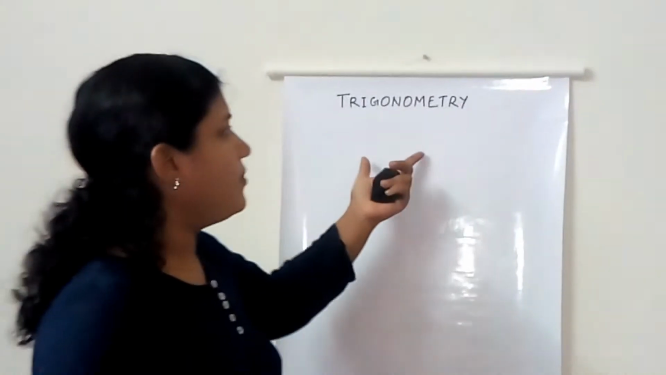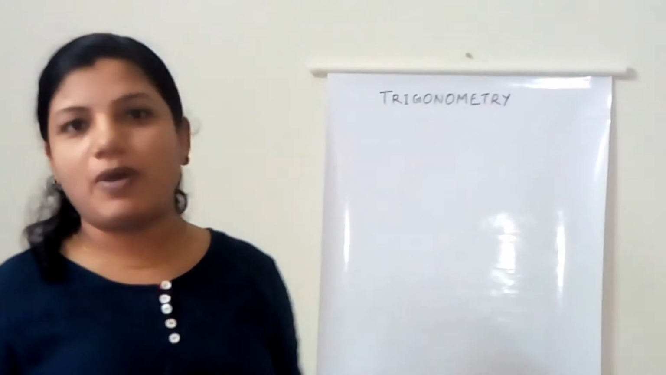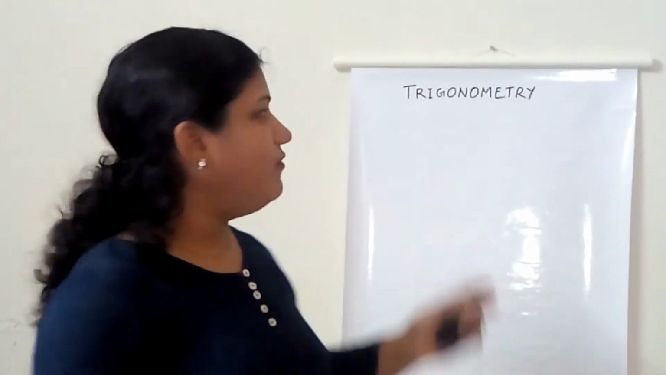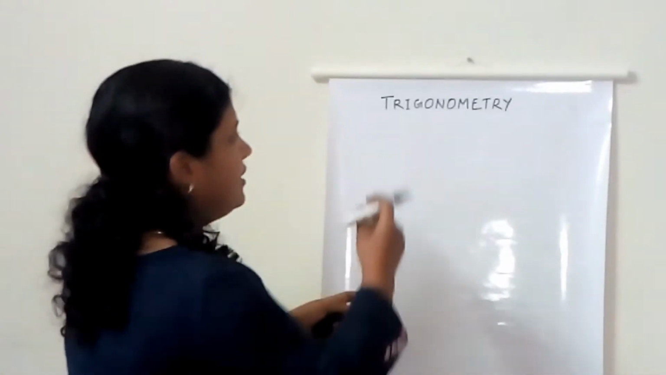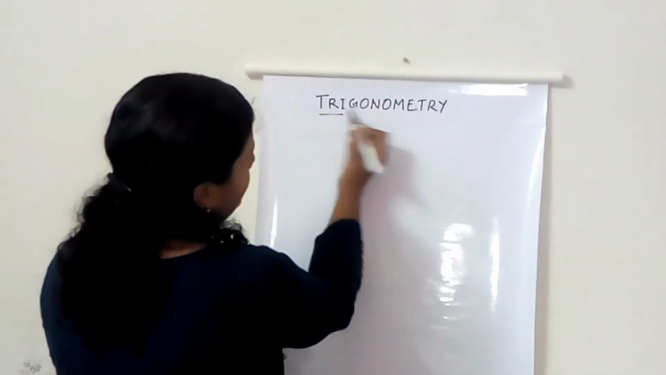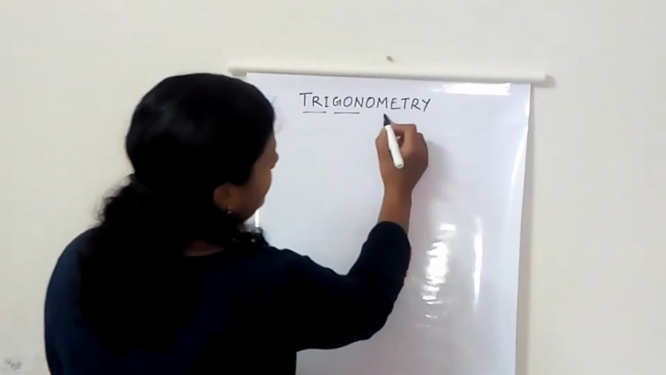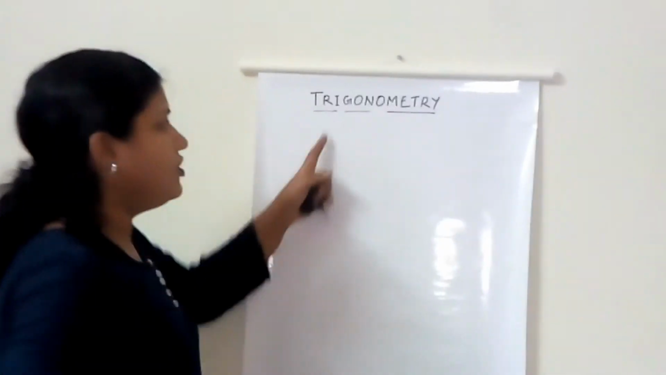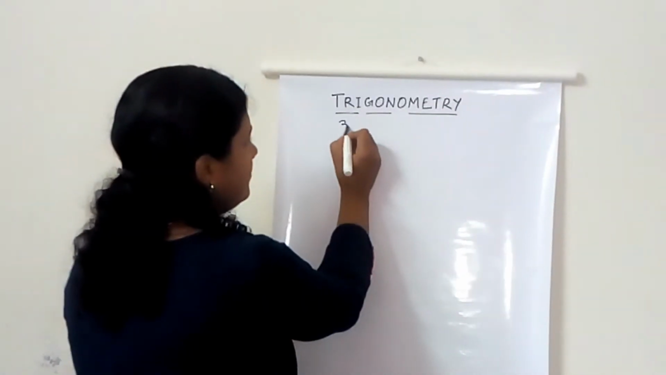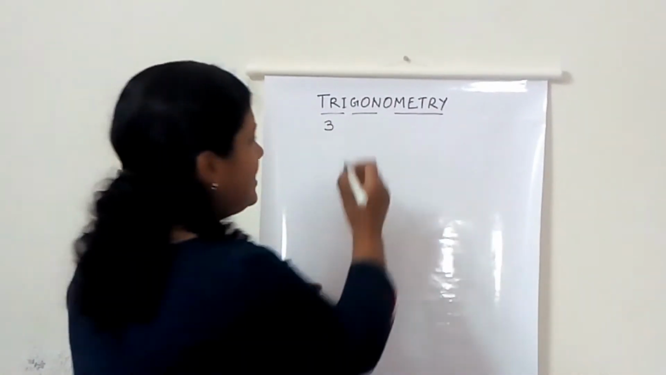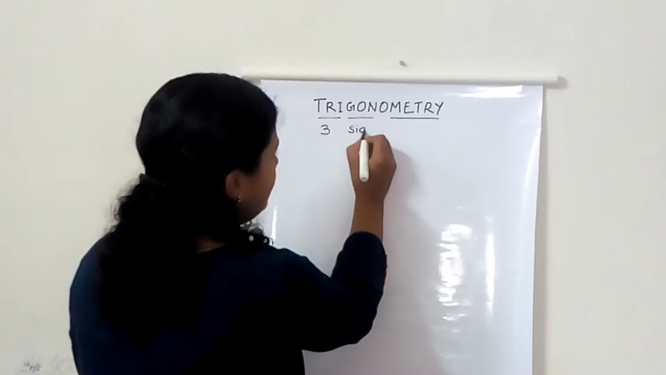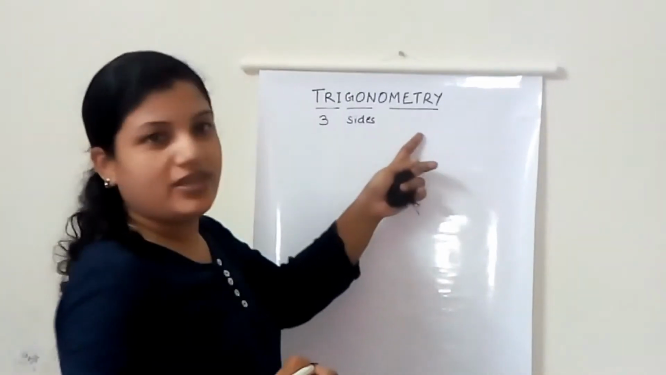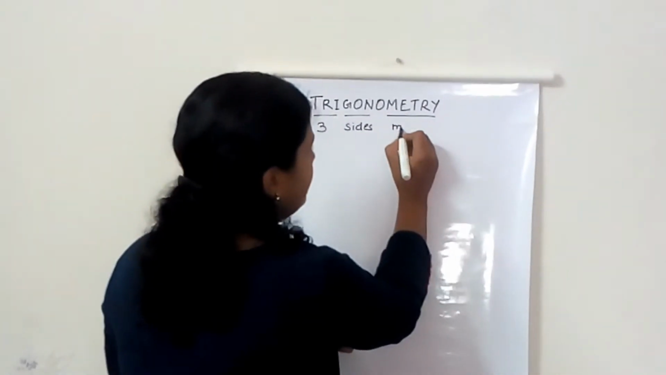Now, the word trigonometry itself has a lot to say about what it is all about. If we divide this word, we'll get a better understanding. Tri, gon, and metry. Tri means three, gon means science, and metry means measure.